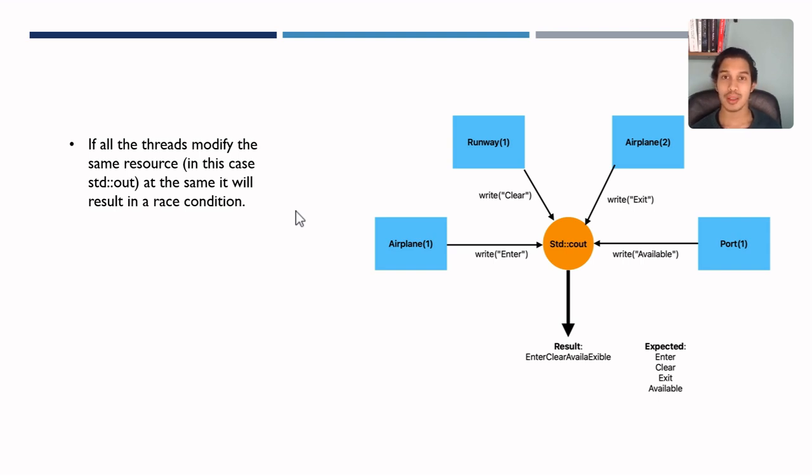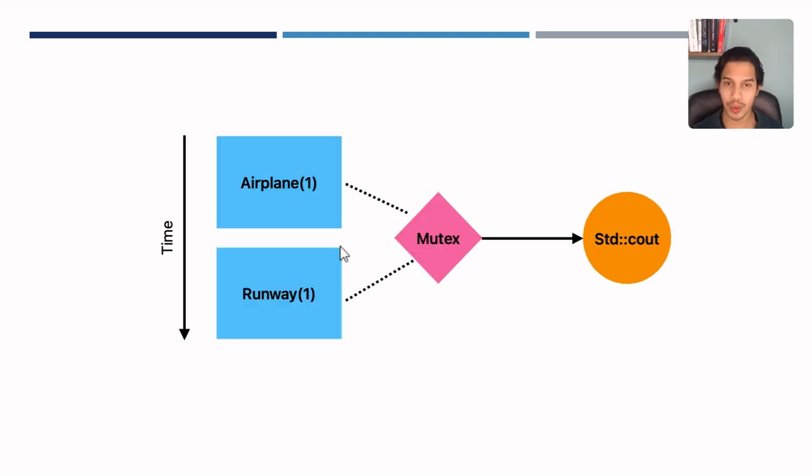However, if we do not have a proper way to manage these threads and their access to the shared resource, standard output, then we can get some pretty interesting results from the race conditions that will occur. In this example, we have multiple threads in blue rectangles writing to standard output and producing a very unintelligible output. Now, how do we fix this?